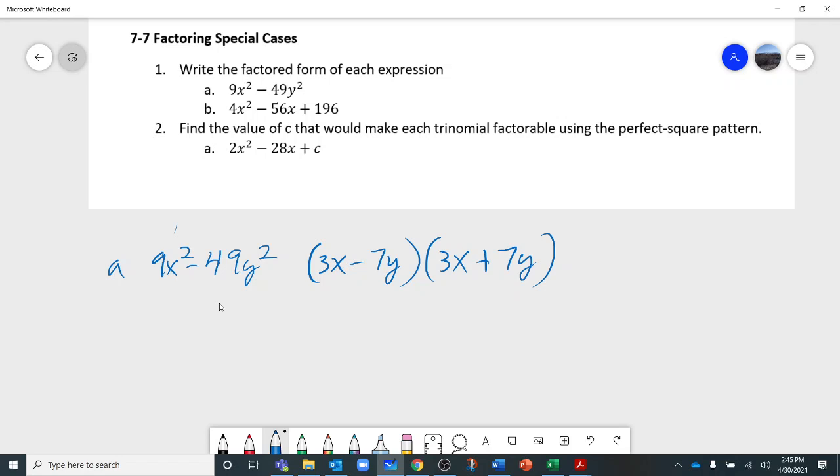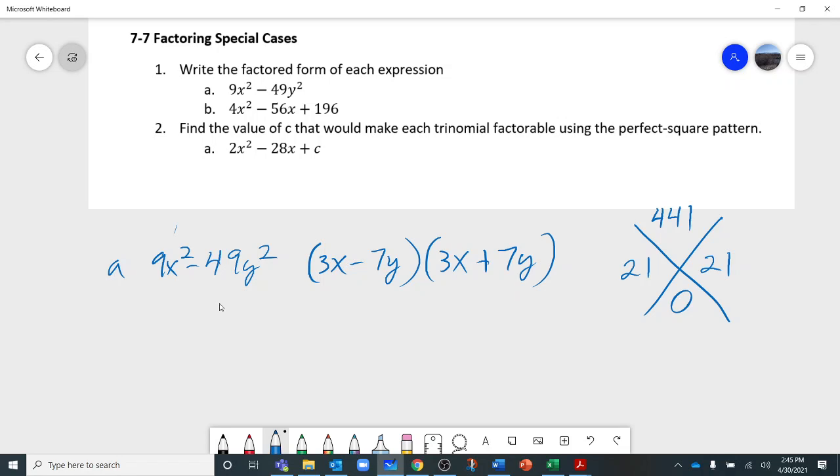You can do this the same way that we've done other ones. Our A value is 9, our C value is 49. We don't have a B value. I mean, we do. Our B value is 0. If we do 9 times 49, we get 441. And we need two numbers that when we add them together, we get 0. The square root of 441 is 21, and 21 times 21 is 441.